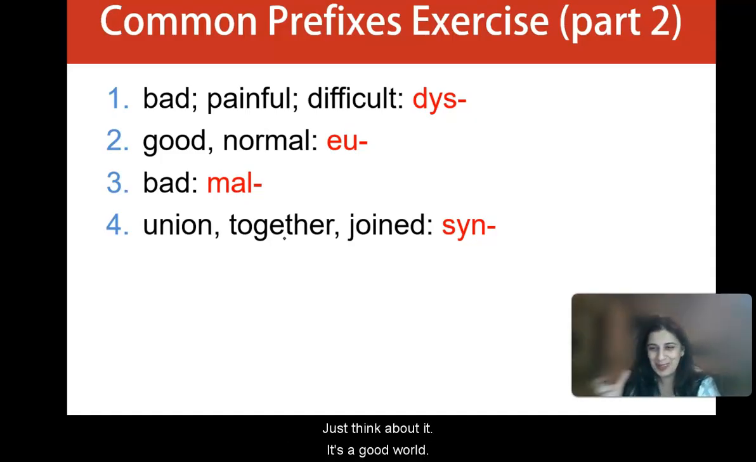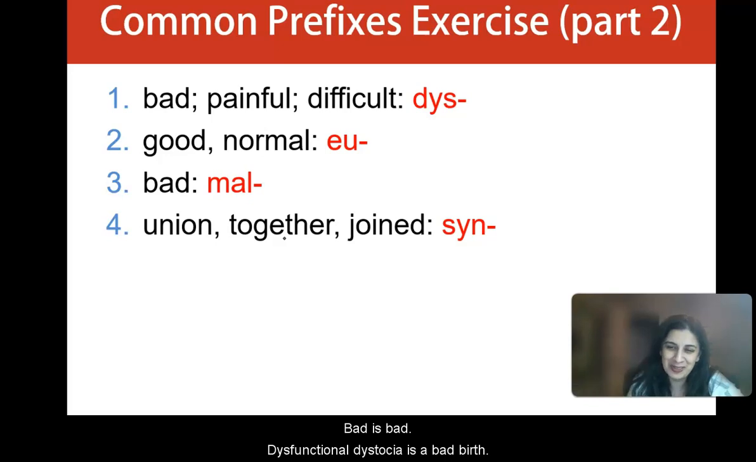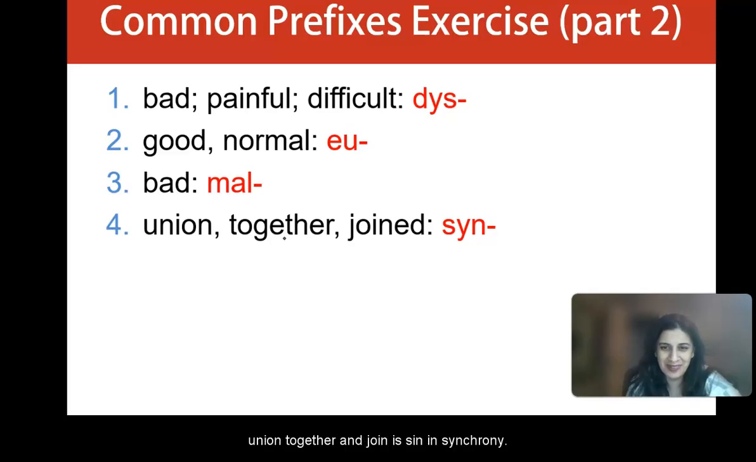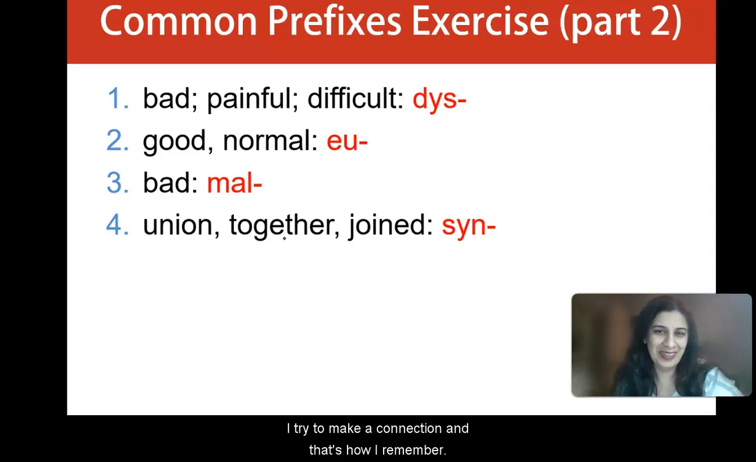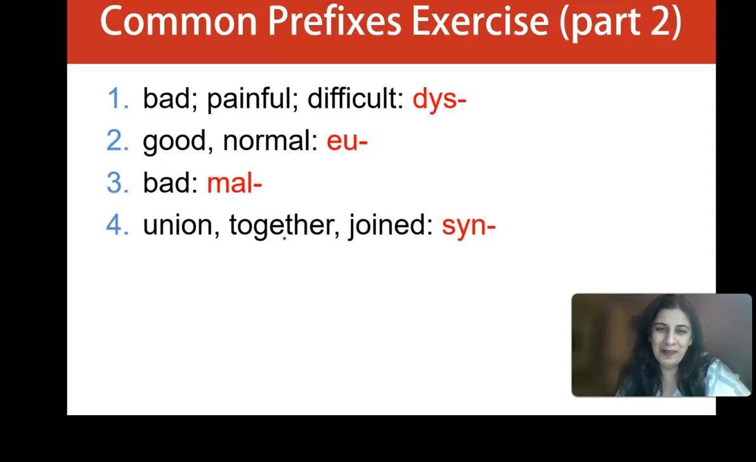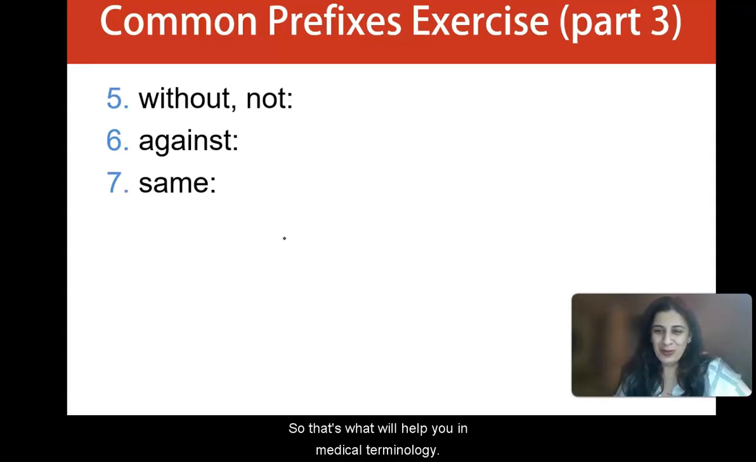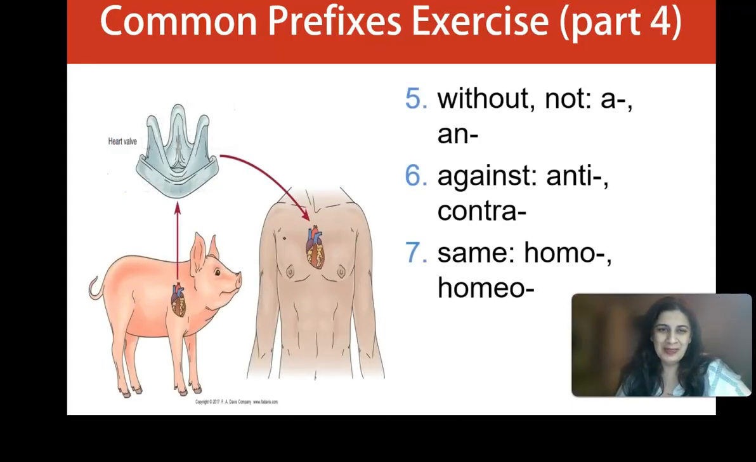Utopia, just think about it. It's a good world, so utopia, good and normal. Dys- means bad or dysfunctional. Dystocia is a bad birth when somebody is giving birth. Syn- means union, together, and join. In synchrony, just think about it that way. So that's how I try to remember words. I try to make a connection, and that's how I remember. So that's what will help you in medical terminology.